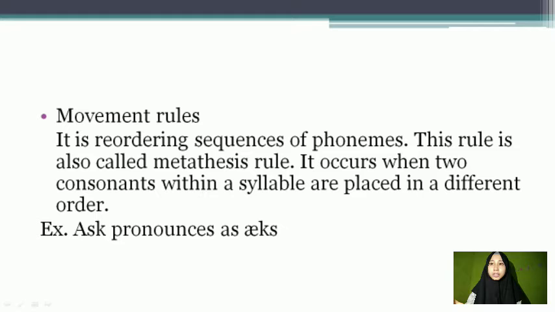And then the last rule is movement rules. It is reordering sequences of phonemes. This rule is also called the metathesis rule. It occurs when two consonants within a syllable are placed in a different order. For example, the word ask, it becomes ax.